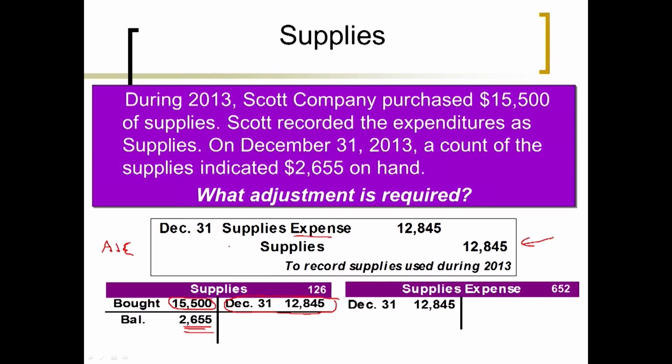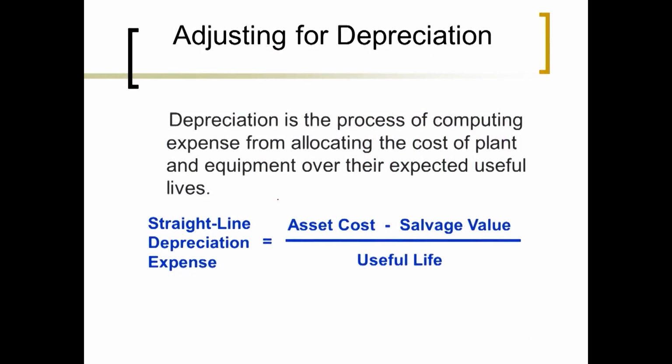We have one more little topic we'll talk about in our time. Hang with me if your head's kind of swimming. Okay, the second category of AJEs we're going to discuss is depreciation. Okay? Now, it says depreciation is the process of computing an expense from allocating the cost of plant and equipment over their expected useful lives.